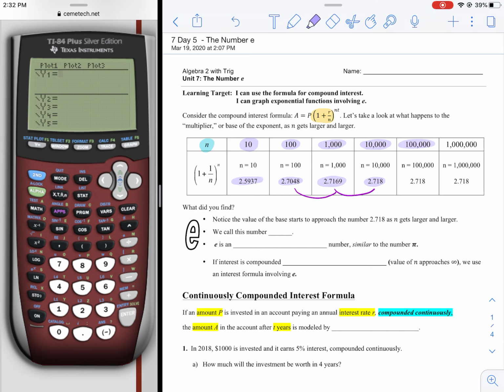Okay, and then if interest is compounded 10,000 times per year or even 1,000,000 times per year, now you'll see that that multiplier, if we round to the nearest thousandth, doesn't budge. So we call this a limit. As N gets larger and larger, that multiplier approaches the number 2.718. And this number is going to become very important as you move through your math classes in the future.